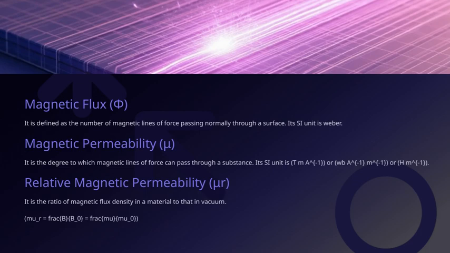Finally, magnetic flux, represented by the symbol phi, is the total magnetic field passing through a given surface. It's an important quantity because it helps us understand the total magnetic effect in a region. By understanding these concepts, μr, μ, and phi, we get a clearer picture of how magnetic fields interact with different materials, which is crucial for designing electromagnetic devices and understanding magnetic phenomena in general.